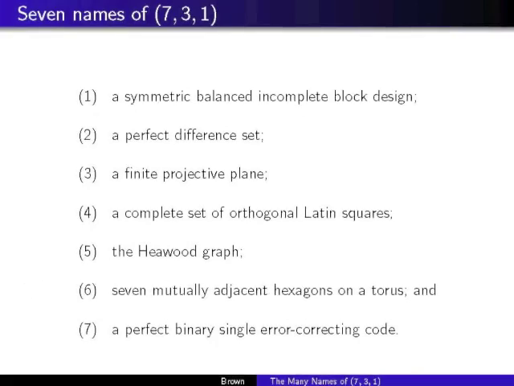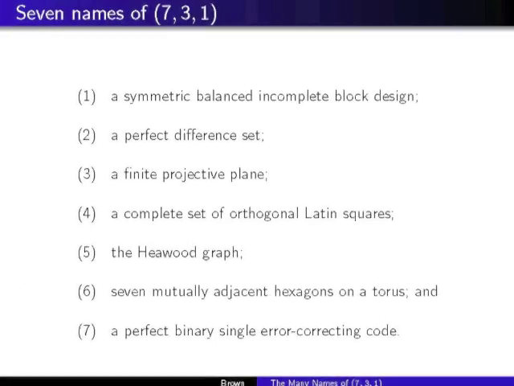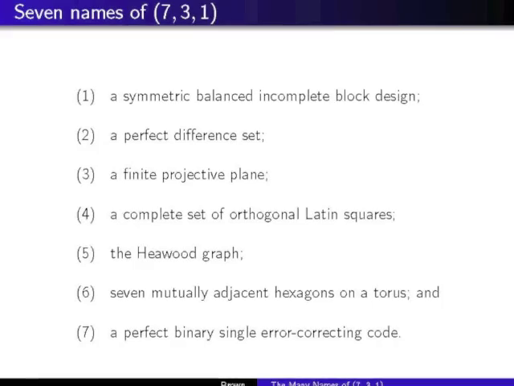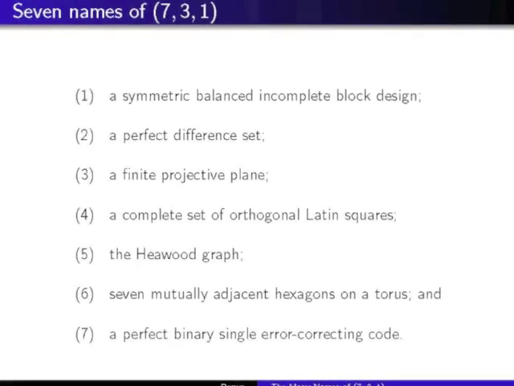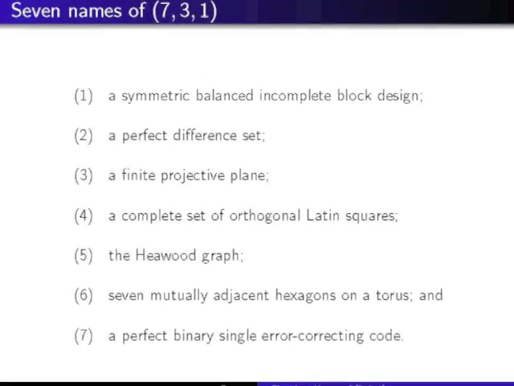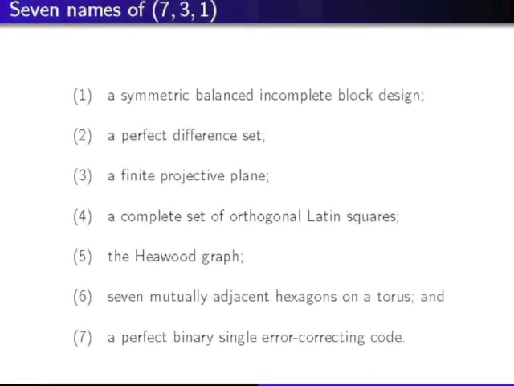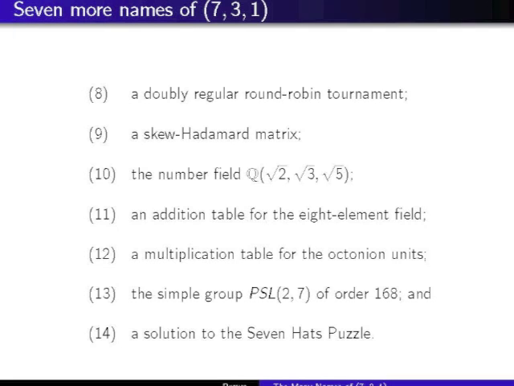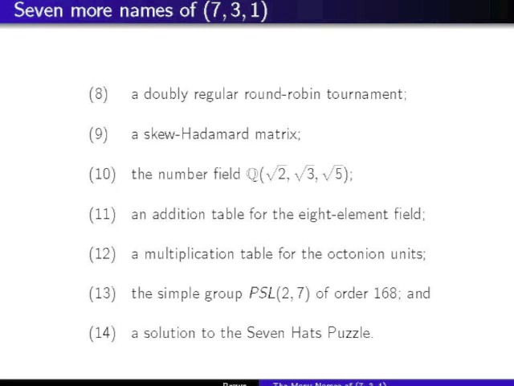So, here are the 7 names of 731. There they are. But you know what? 7 more. 731 appears in round-robin tournaments of certain types. Round-robin tournament where everybody plays everybody else exactly once. There are no ties. A kind of matrix called a skew-Hadamard matrix. An example of a skew-Hadamard matrix, we'll back up a bit. We've got to back up quite a bit.